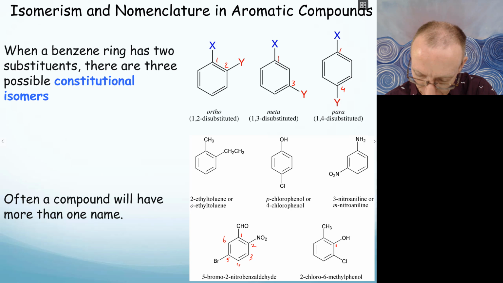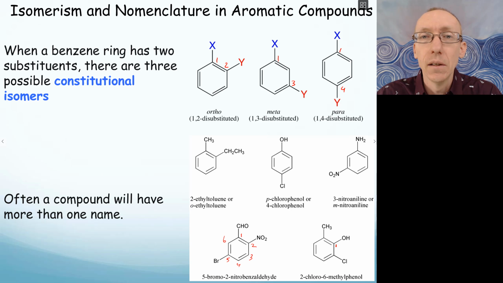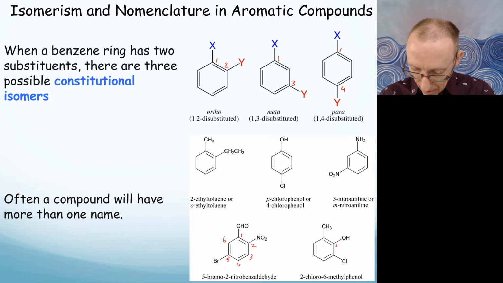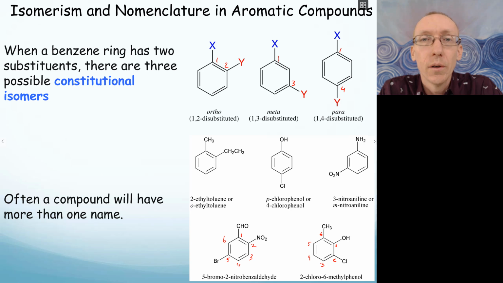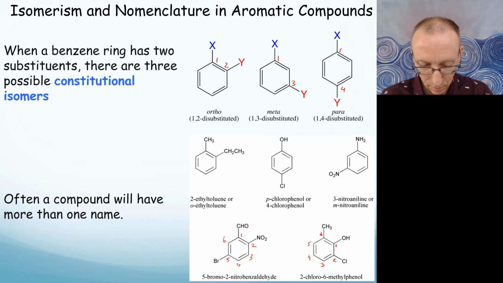We've got the molecule phenol as the stem, and then we number to the higher priority substituent, which is the chloro group. So 2, 3, 4, 5, 6. And so it's 2-chloro-6-methylphenol.